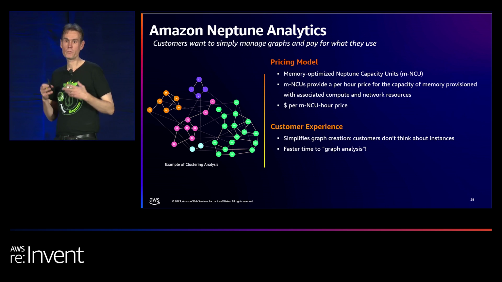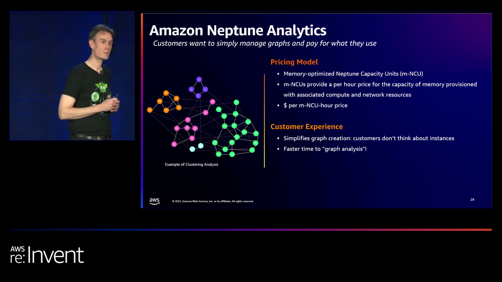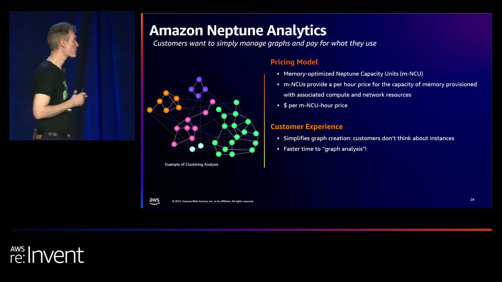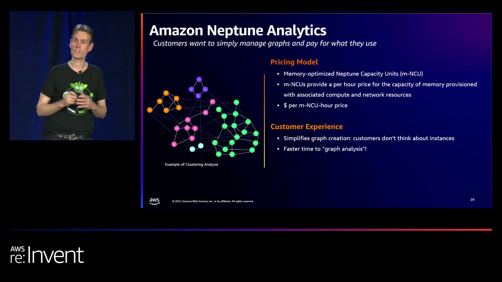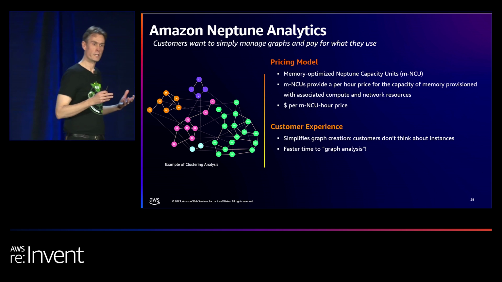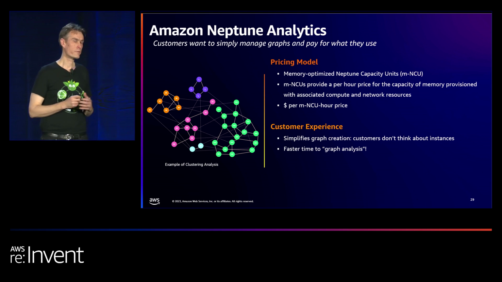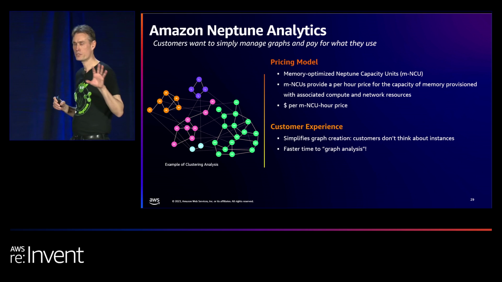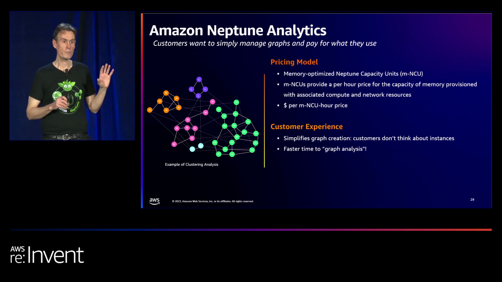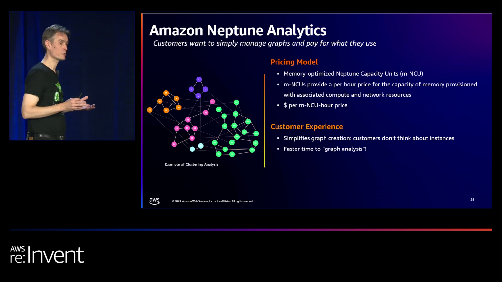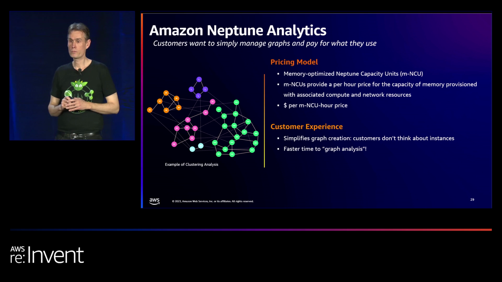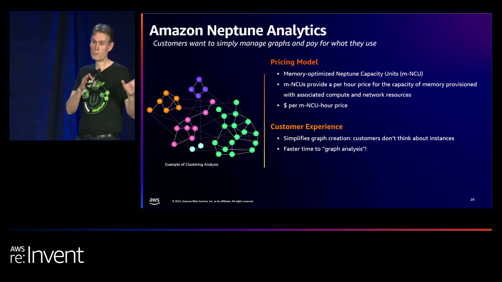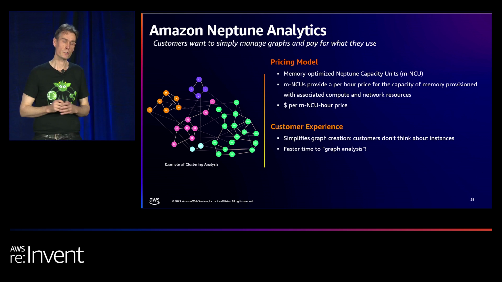Because we wanted to make Neptune Analytics really easy to use to build with graphs, we also wanted to price it in a way that was easy. So with Neptune Analytics, when you create a graph, you choose a capacity, you provision a capacity, and that capacity is expressed in what we call memory-optimized Neptune capacity units, or MNCUs. Each MNCU represents a certain amount of memory, CPU, and network resources.